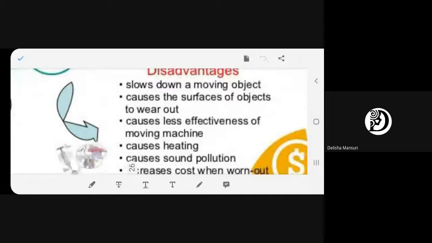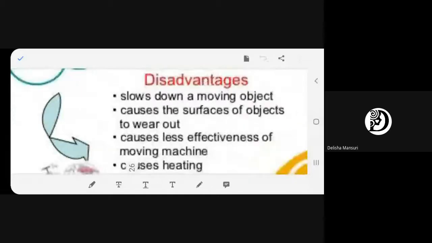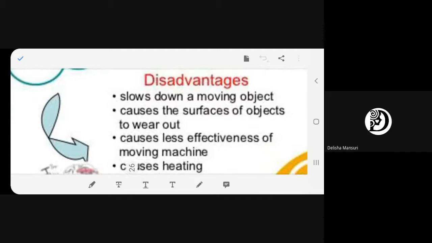We have already seen the advantages, now we'll see the disadvantages one by one. The first disadvantage: if a body is moving, after some time it will stop on its own. Why did it come to a stop? Because it has used all its energy. It doesn't have any force left in it. So it comes to a stop. Second, just look at a shoe.